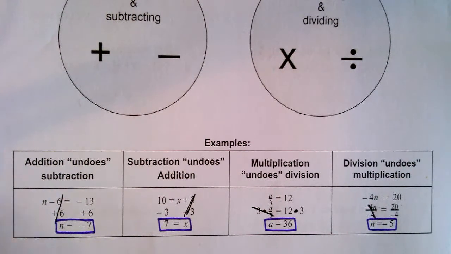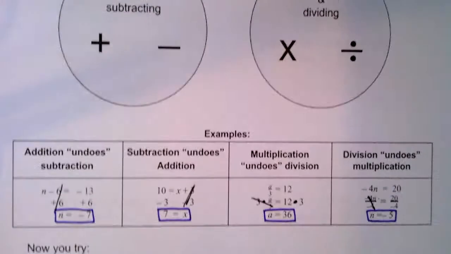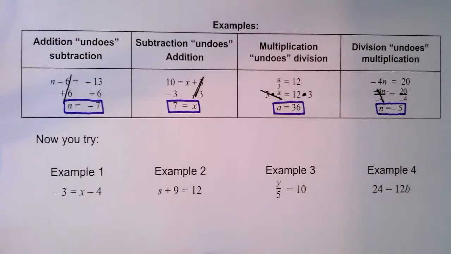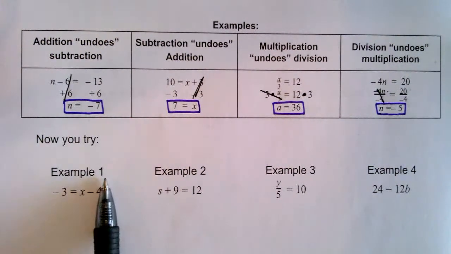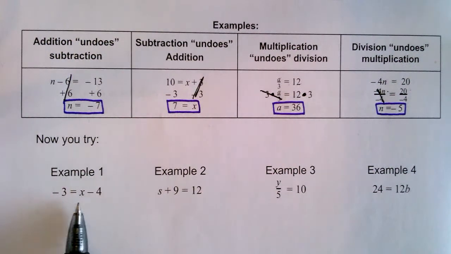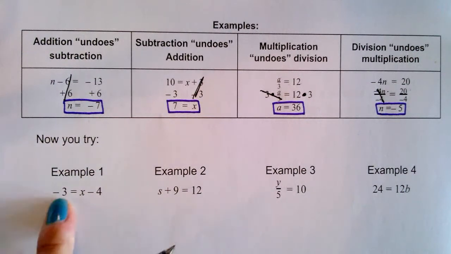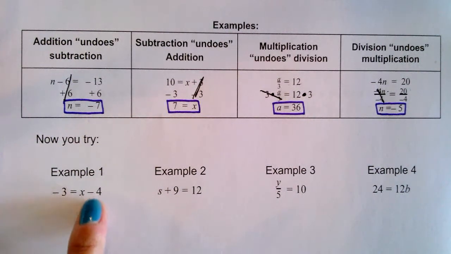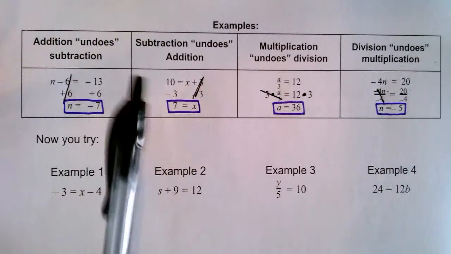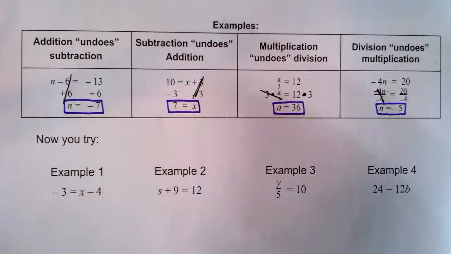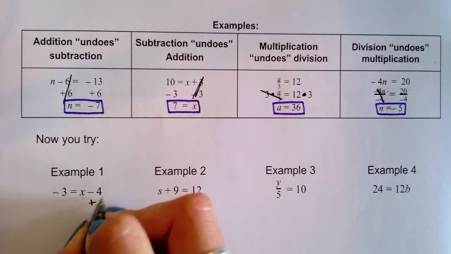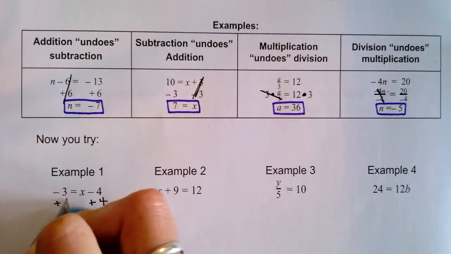So let's look at some of our own examples here. Example number 1 says negative 3 equals x minus 4. So we want to always move things away from the variable. So in this case, we don't want to move the negative 3. We want to move the subtracting 4. Well, what's the opposite of subtracting? Right up here, we know that addition undoes subtracting. So we are going to add 4 to both sides here.